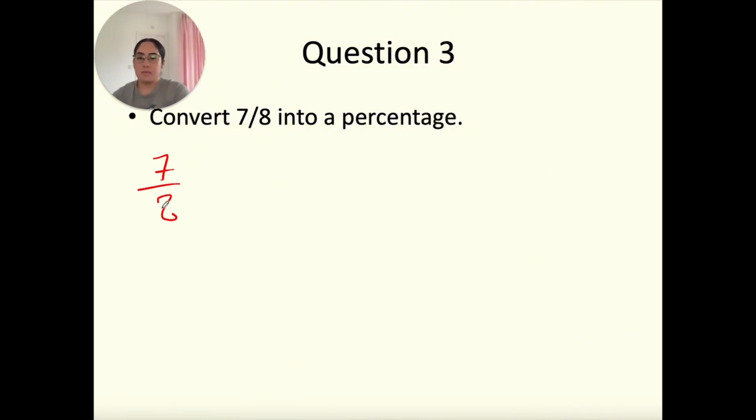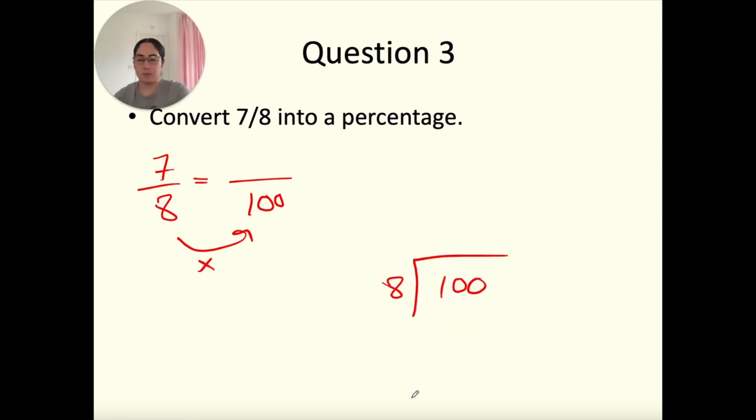Convert 7 over 8 into a percentage. Okay, same method as before. If we want to convert it to a percentage, we want the denominator to equal 100. So we need to find out, what do I multiply 8 by to get to 100? Don't know that off the top of my head. So I'm going to work backwards and find out what is 100 divided by 8. Whatever that is, that's the number I would multiply 8 by to get to 100.